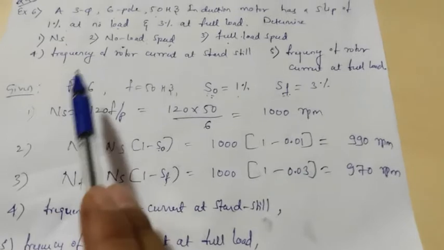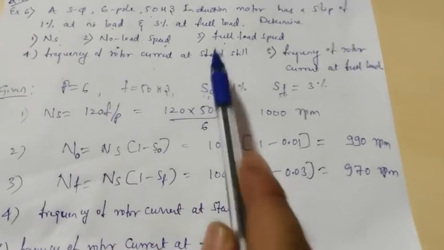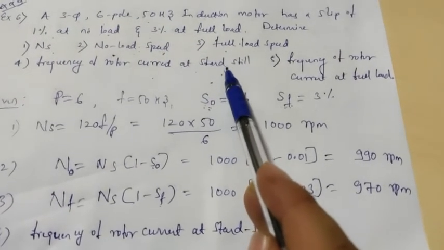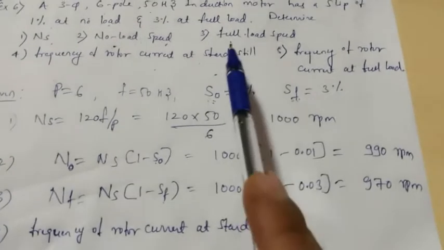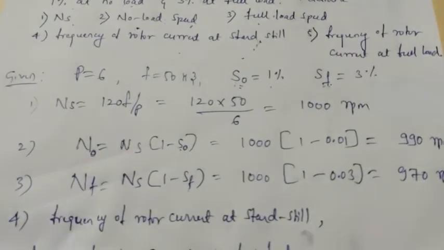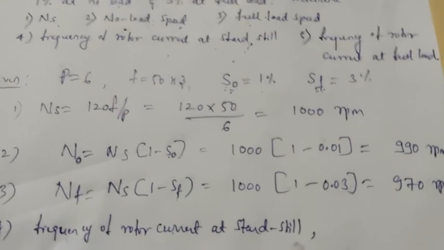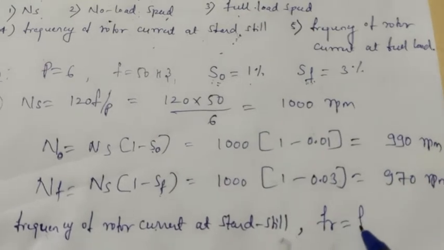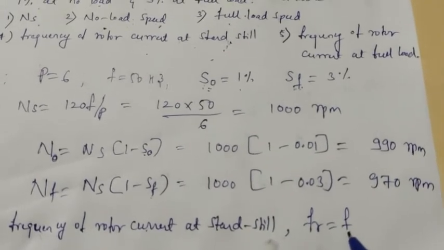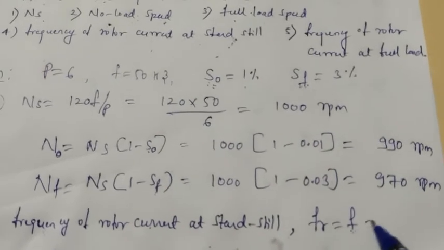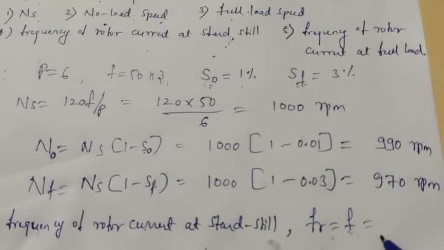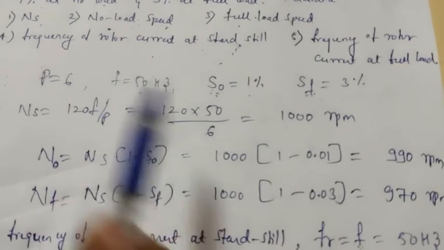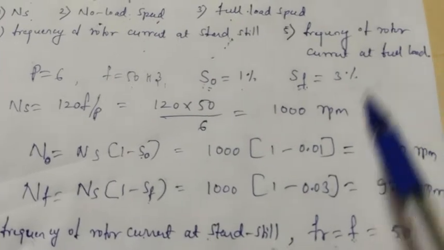The next bit is the frequency of rotor current at standstill. Standstill means when the motor is not running, the initial condition, the shaft is not rotating. At this condition, what is the frequency of the rotor? Remember students, the rotor frequency is the same as the supply frequency or stator frequency at standstill condition. So FR is equal to F, that is 50 Hertz, because F is given as 50 Hertz. Both are the same at standstill condition.